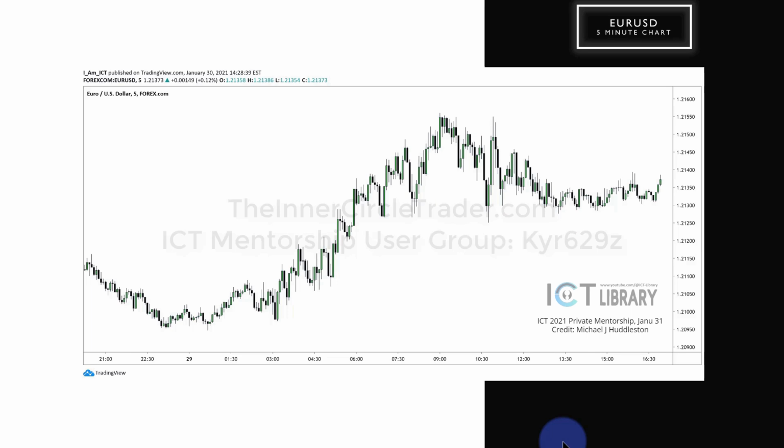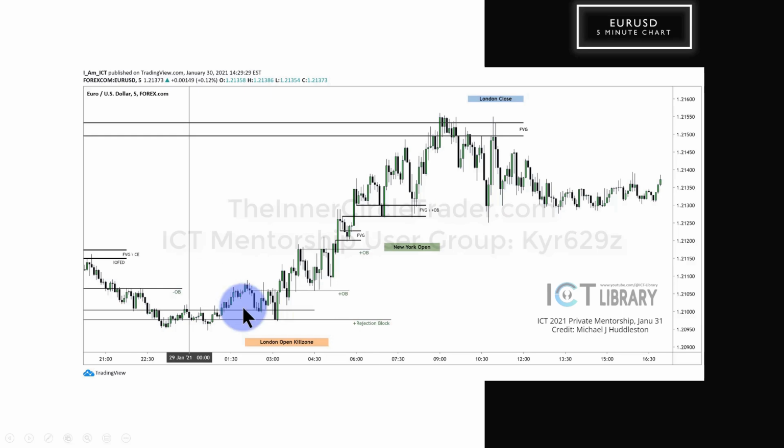This would have made no sense to me. But using the annotations now, London open kill zone, market trades down to that rejection block. It finds some support there, rallies up, trades back down into the order block here, rallies up, small little fair value gap there. Look at the bodies right into that, right there, fills it in right there.